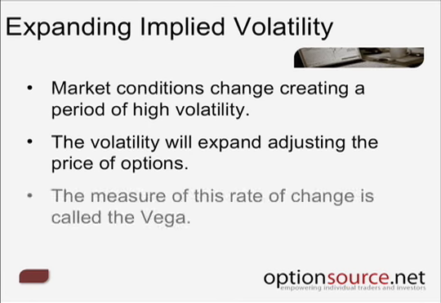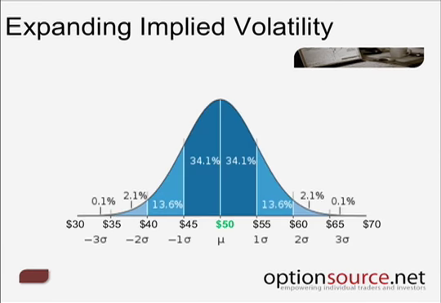And what happens here is, and incidentally, that measurement of rate of change is known as the vega. So when you're looking at your options chains, recognize that the measure of implied volatility on an option contract is the vega. But if we look at the implied volatility distribution curve here, and we look at it as expanding.